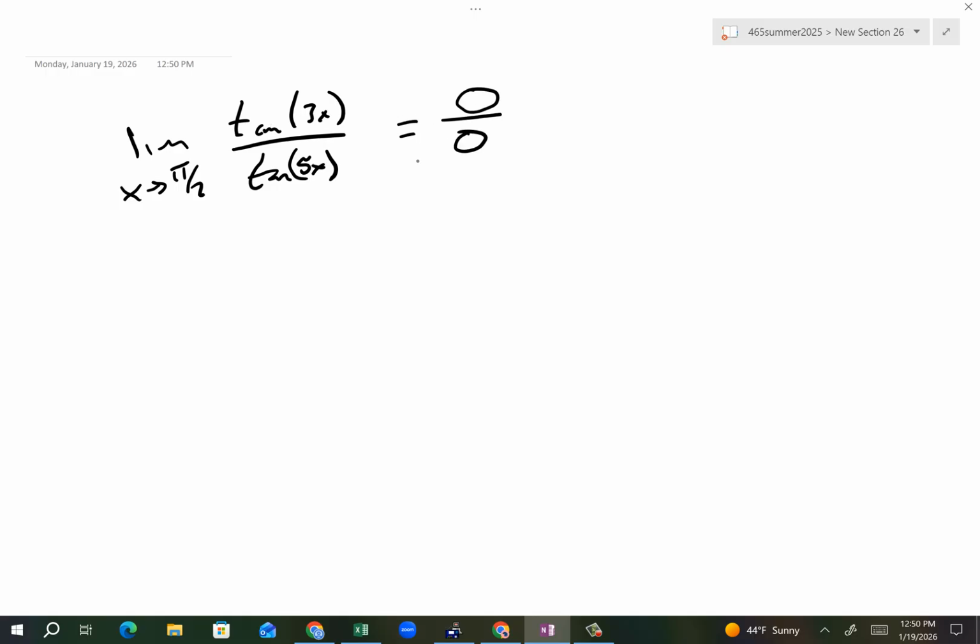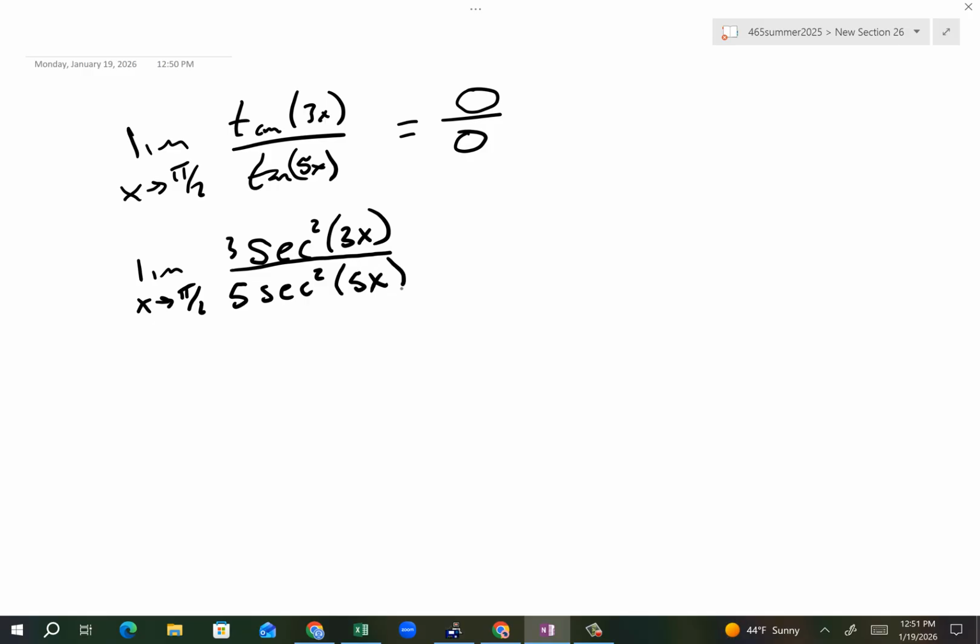All right, cool. The limit as x approaches pi over 2 of tan 3x over tan 5x. Well, let's see. Pi over 2 times 3 is 3 pi over 2. The tangent of 3 pi over 2 is 0 over 0. This is not good. So take the limit as x approaches pi over 2 of the derivatives. So it becomes the secant squared of 3x times 3 over 5 secant squared 5x.